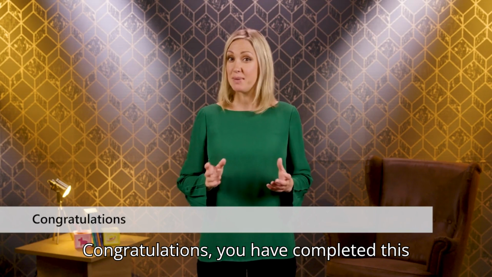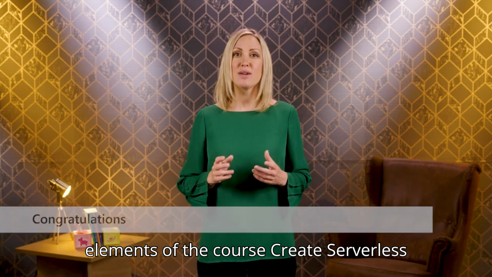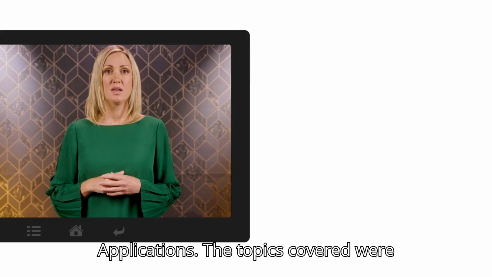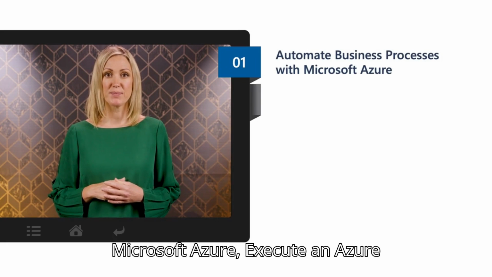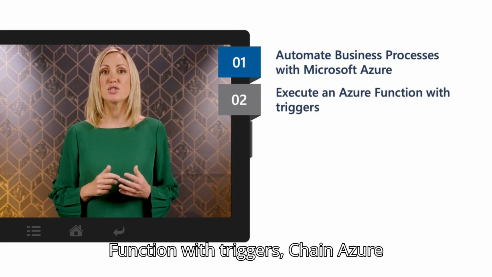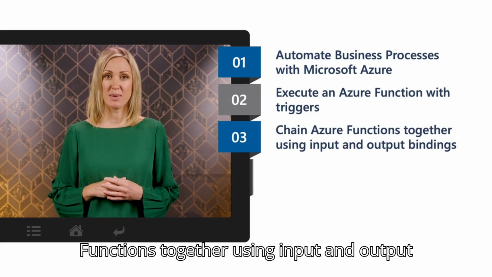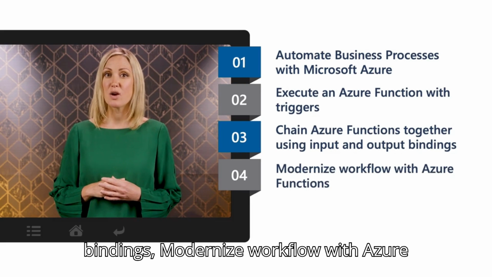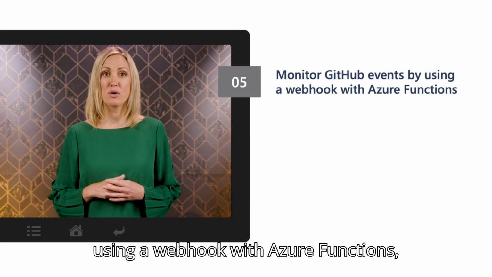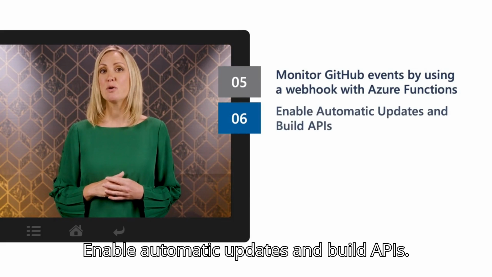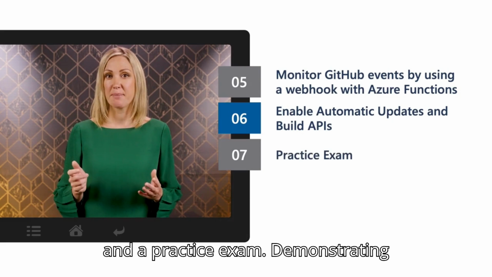Congratulations! You have completed this course. You have now covered the key elements of the course, Create Serverless Applications. The topics covered were automate business processes with Microsoft Azure, execute an Azure function with triggers, chain Azure functions together using input and output bindings, modernize workflow with Azure Functions, monitor GitHub events by using a webhook with Azure Functions, enable automatic updates and build APIs, and a practice exam.